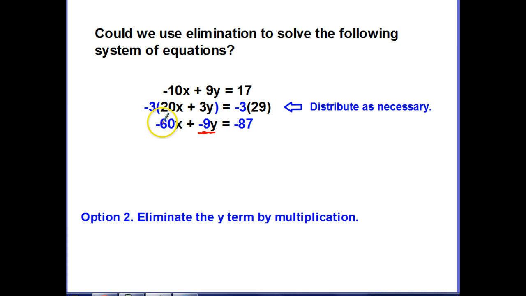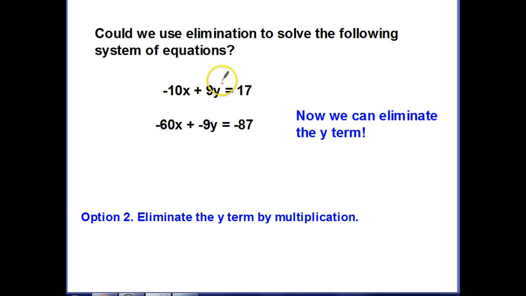Negative 3 times 20 is negative 60, negative 3 times positive 3 is negative 9, and then negative 3 times 29 is negative 87. So we can distribute that, and of course that gives us two equations, and now we can eliminate the y term because we have a positive 9 and then a negative 9. So we add those together, and that would give us the 0y that we're looking for. What's great about these methods is there are options. There are usually several ways to solve by elimination if you start multiplying out the top or the bottom terms.